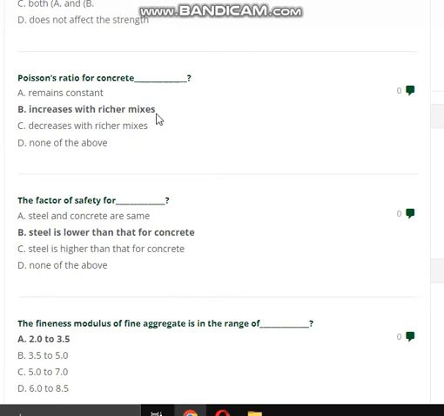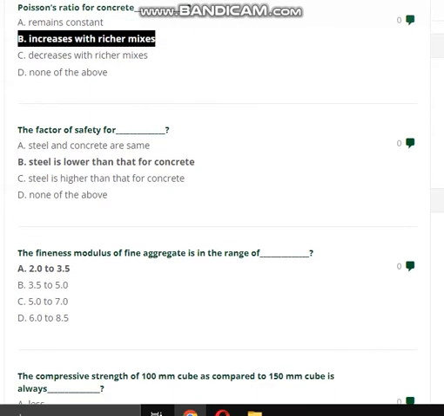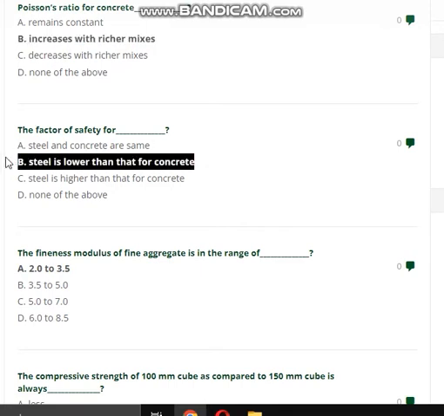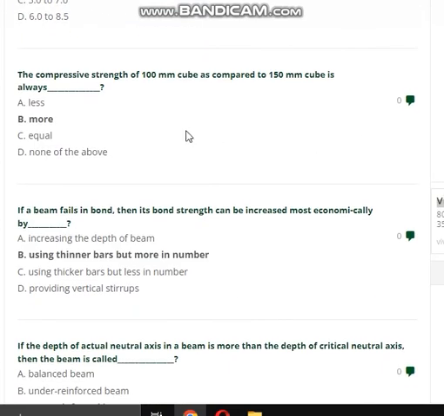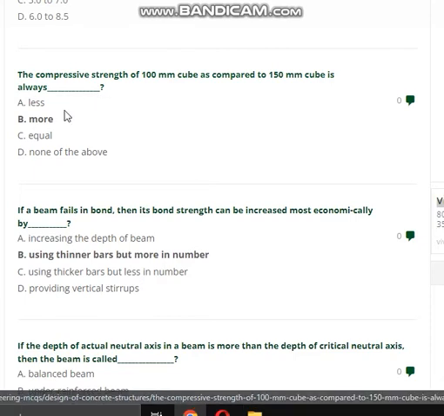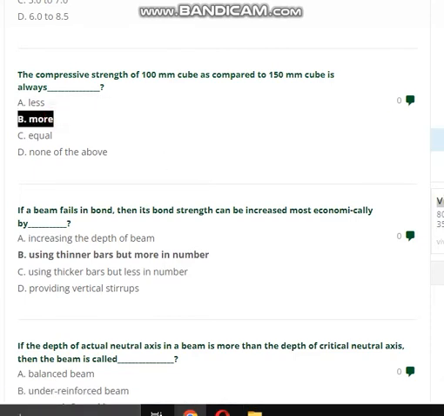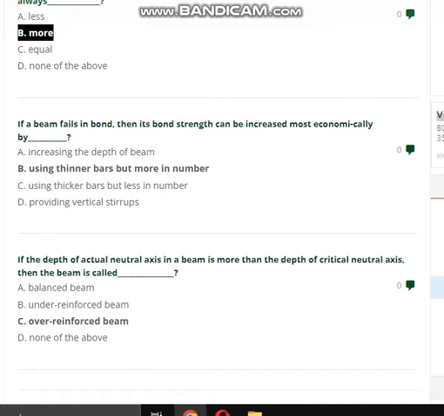Poisson ratio for concrete is decreased with richer mixes. The factor of safety for steel is lower than that for concrete. The fineness modulus of fine aggregate is in the range of 2.0 to 3.5. The compressive strength of 100 mm cube as compared to 150 mm cube is always more.